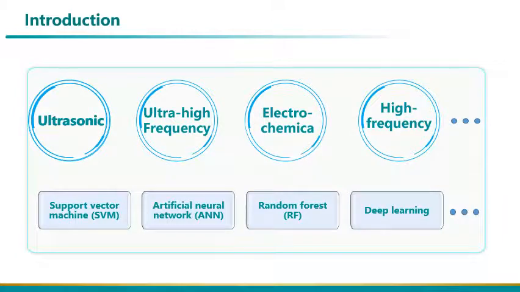The monitoring types of transformer partial discharge mainly include ultrasonic, ultra-high frequency, electrochemical, and high frequency, and so on. Researchers have studied partial discharge recognition for many years and have proposed many methods, including support vector machine, artificial neural network, random forest, deep learning, and so on.